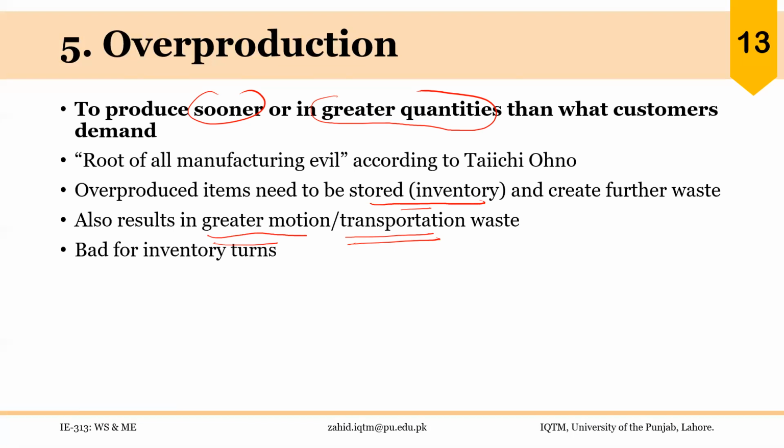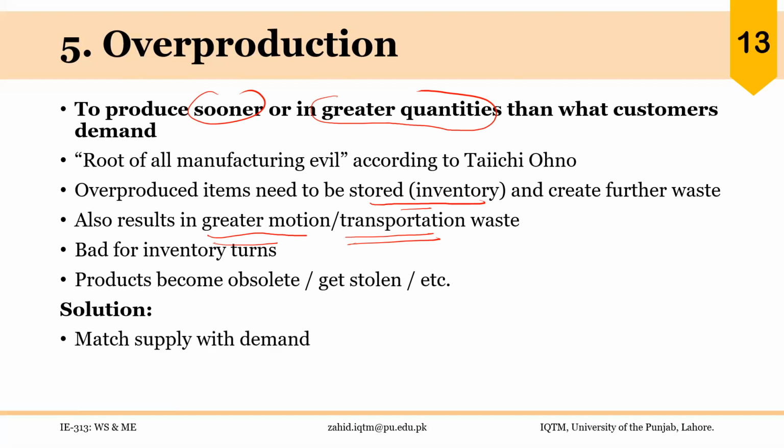It is also bad for inventory turns. The greater the amount produced, greater than what the customer requires, the longer it has to wait within the organization, so inventory turnover will also be poor. It will be low. Products can be stolen, they can become obsolete. So there are many problems. The simple solution is to match supply with demand. It could be achieved through good forecasting, good production planning, and using the Kanban or pull system.